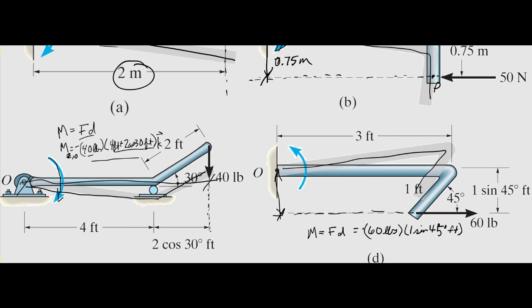Is it positive or negative? You can see the sense is already correct for this one, so that means using the right hand rule, your thumb would then be pointing out of plane. So this is how this moment would be calculated, and I'll let you calculate that by yourself, but this is how it would be done.